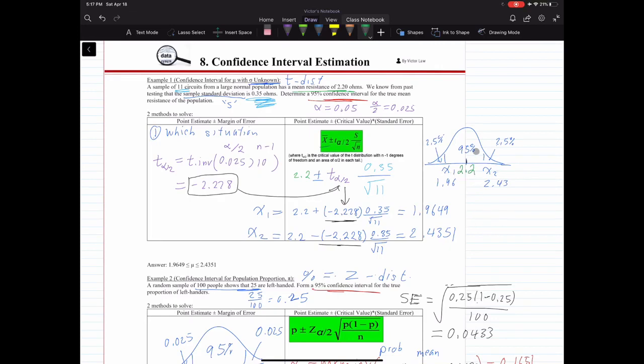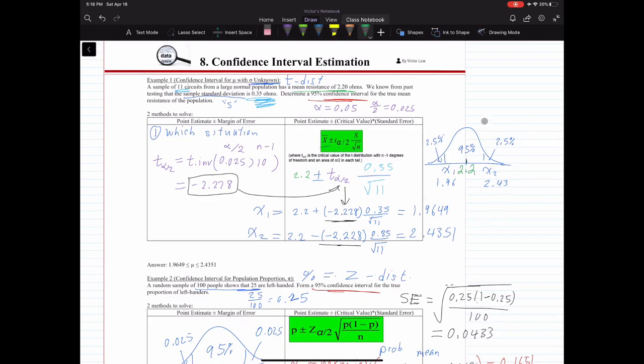So that means we have 95% in the middle, because we're looking for a 95% confidence interval. So then what that means is that we have 2.5% on each side. Because we take 100% minus 95%, that means we have 5% on both sides in total. So we divide that by 2, we get 2.5% on each side. And that's your alpha over 2.